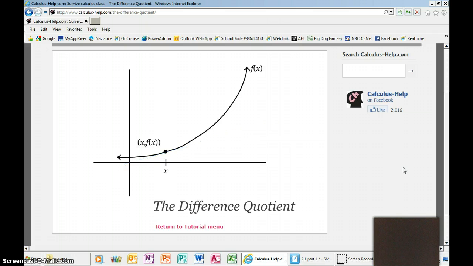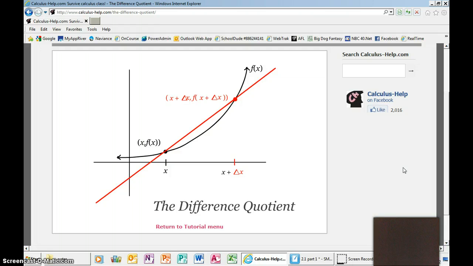First things first, the coordinates of this point are x, comma f of x. Now, here's how I get my formula. I'm going to move a small distance to the right of x, and I'm going to call this small distance delta x. It's mathematical language for the change in x. Therefore, this new location is the total distance of x plus delta x from the origin. And this new point has coordinates x plus delta x, comma, f of x plus delta x.